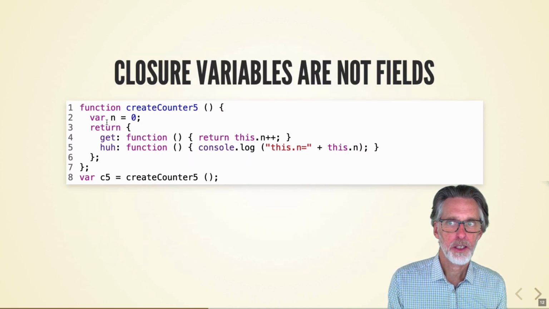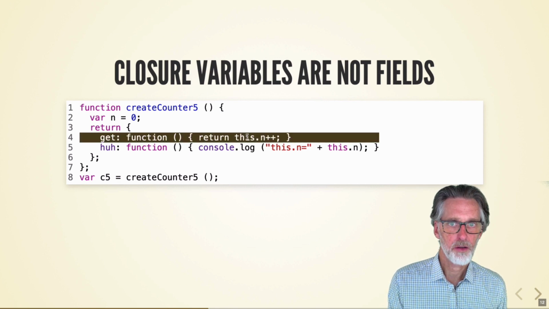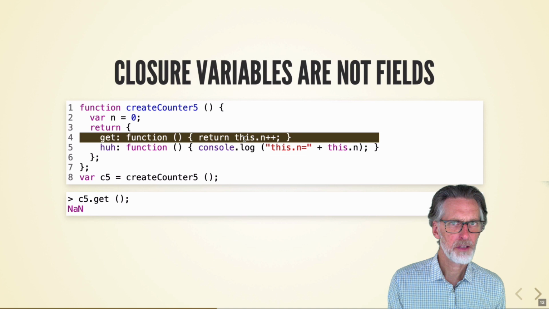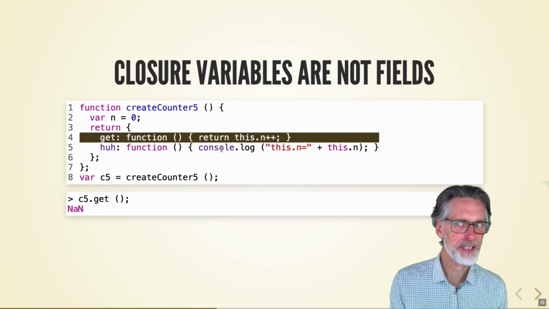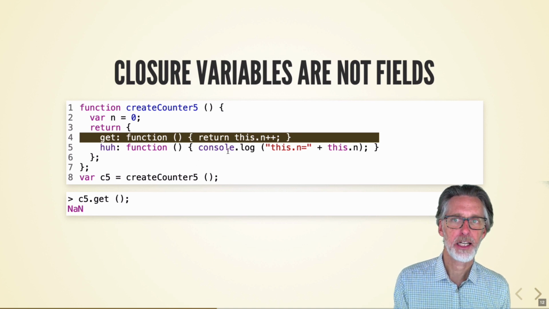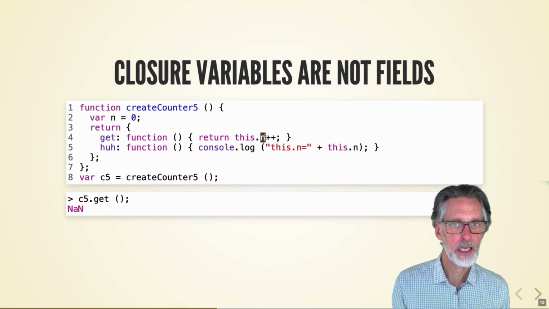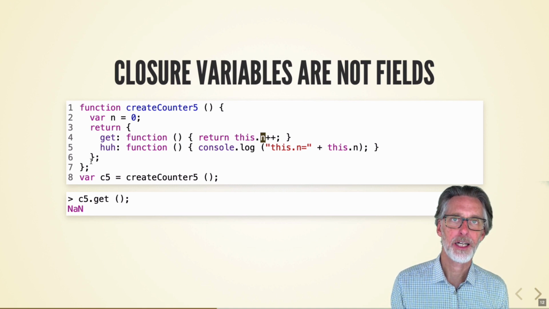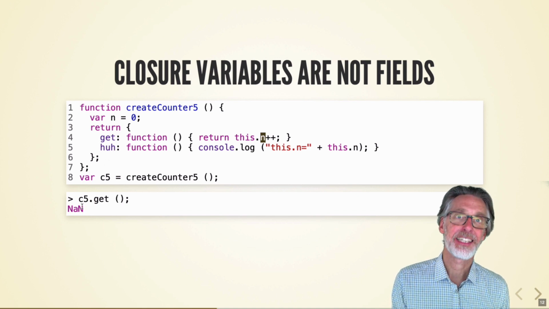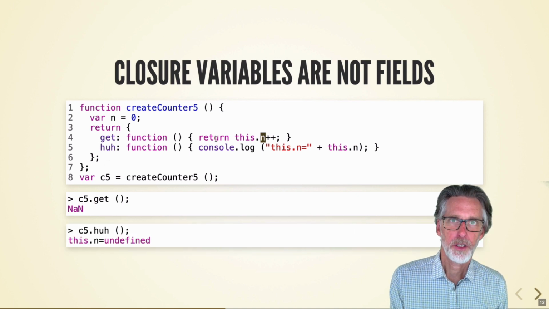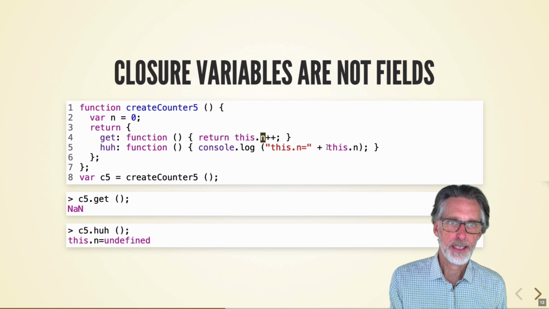It's important to note that these closed variables are not fields. So if you attempt to use this on a closed variable, you'll get an error. It may not be the error you expect. In this case, what's happening is I'm trying to access the in property on this. This does not have an in property. Therefore, I'm getting undefined. And what's undefined plus 1? Not a number. You can see what's going on by trying to print out this.in and see that it is indeed undefined.